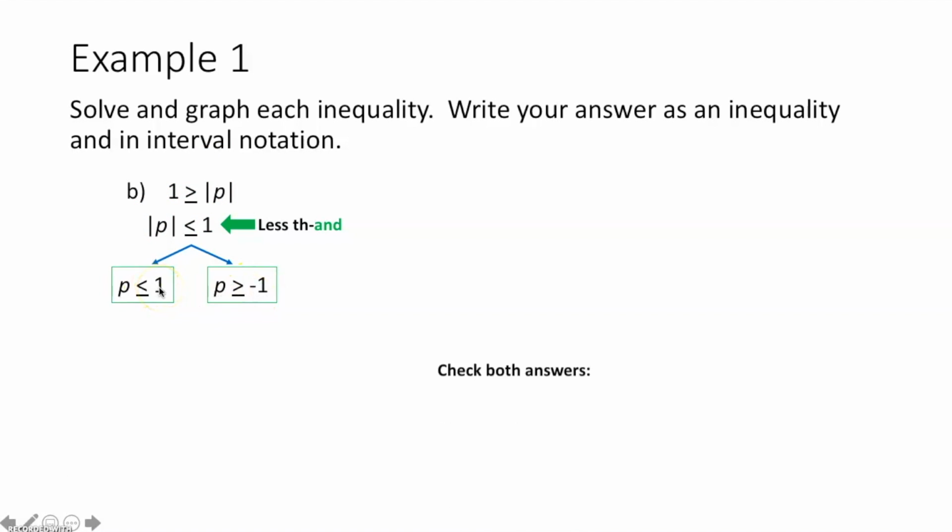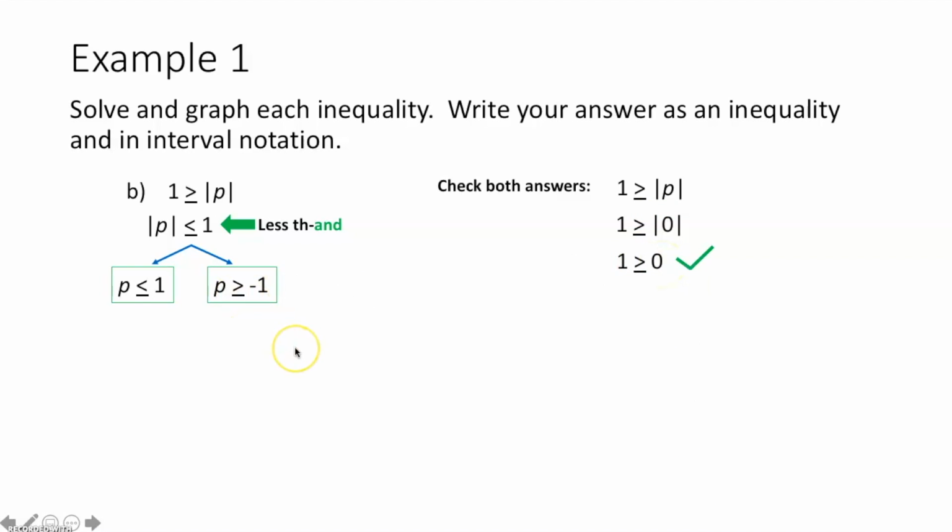So let's check a value between negative 1 and 1 to see if it checks out in this original absolute value inequality. What's a value between negative 1 and 1? How about 0? So I plug in 0 for p. What's the absolute value of 0? That's 0. Is 1 greater than or equal to 0? Yes, it is. Therefore, these check out as our solution.